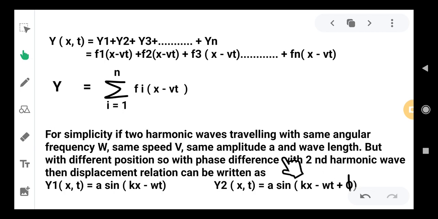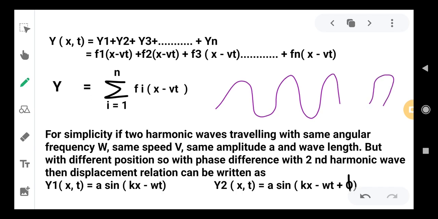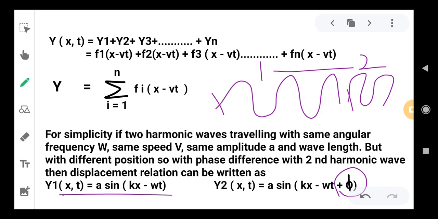So with a different position, we saw a phase difference with a second harmonic wave. Then the displacement relation can be written as: first wave pulse, same frequency, same amplitude; second wave, same frequency, same amplitude, but the position will be different. So the first one is in difference with the second one, so the expression is written as y = a sin(kx - omega t).